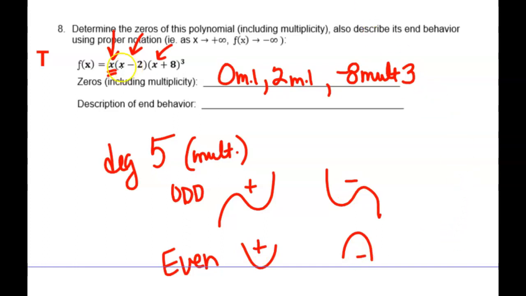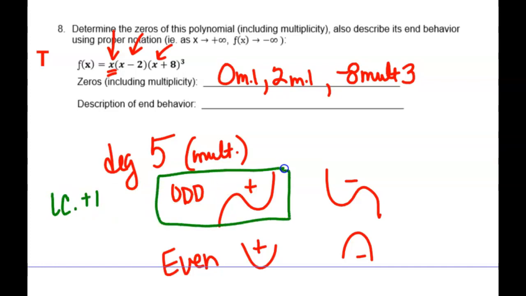What's the leading coefficient? Are there any leading coefficients here? They're all just 1, right? On all those x's. So this one has a leading coefficient of positive 1. So odd degree, positive leading coefficient.